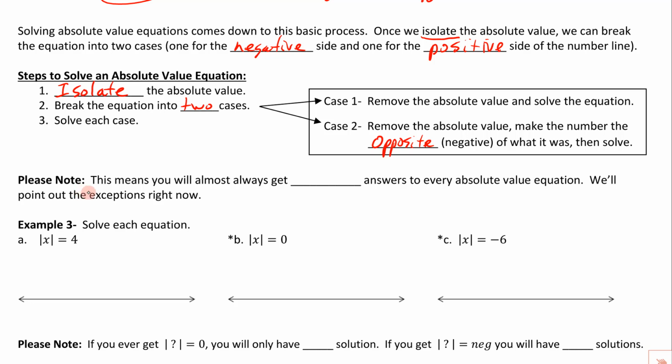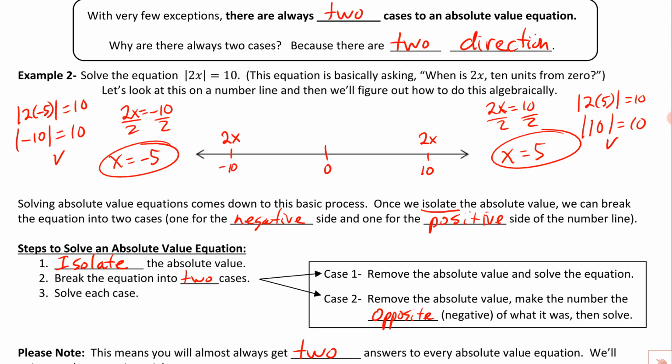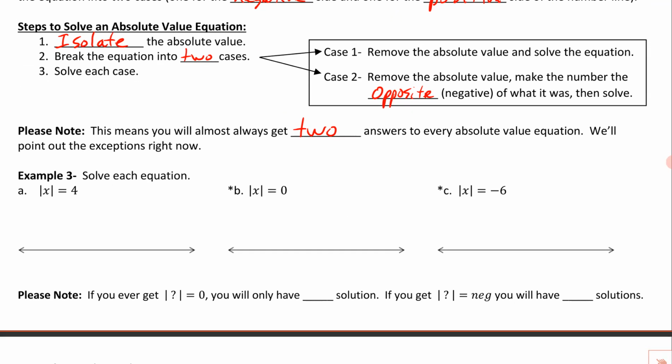Now, I do want you to take note of this. This means that we're almost always going to get two answers to absolute value equations, and we're going to point out the exceptions to that. Remember up above we said there are always two cases, so we're usually going to get two answers. I'm going to point out the exceptions to that right now. So we're going to solve this equation right here.